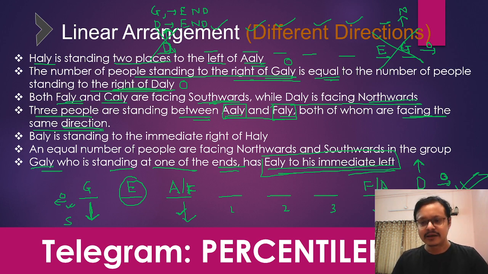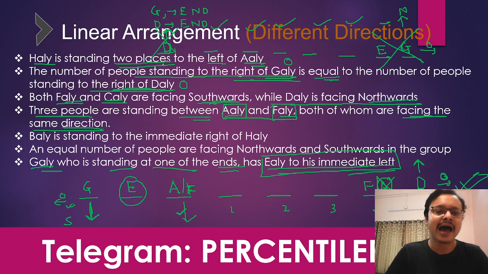Now, if Ally is here, then the problem is that two places to the left, there are no more people. There's only Dally to the left and there is nobody else to the left. Which means at this position we cannot have Ally because then I'll not be able to place Ally two places to the left.